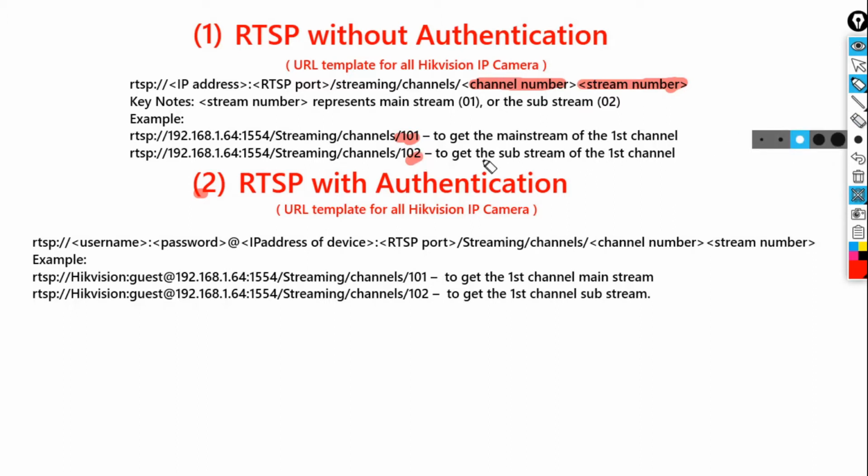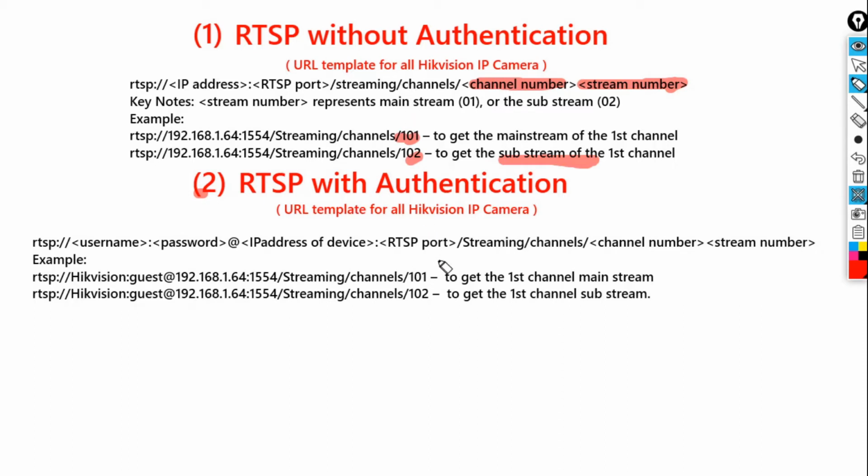So guys, you might know the sub stream is a low quality configuration in our camera, a low quality video stream. The main stream produces a high quality video stream. If we talk about the second method, there we have only the username and password before the IP address. Apart from that, there are no changes to the URL, and the meaning of the format is the same as the first one. So hope you are clear.